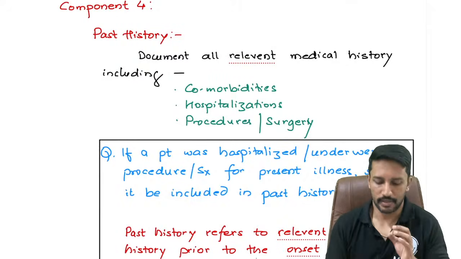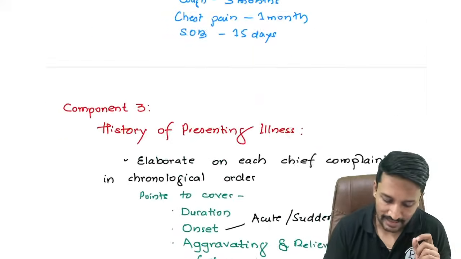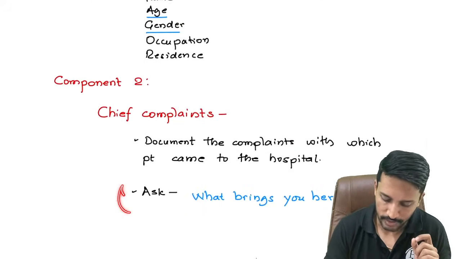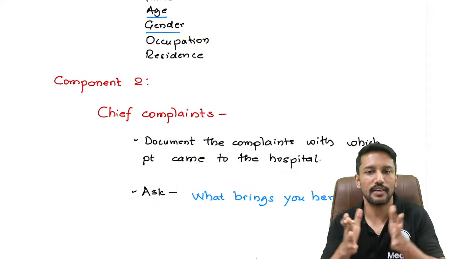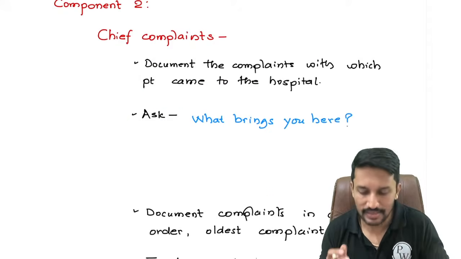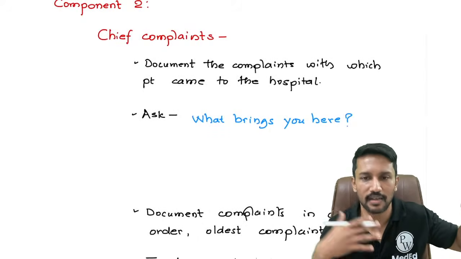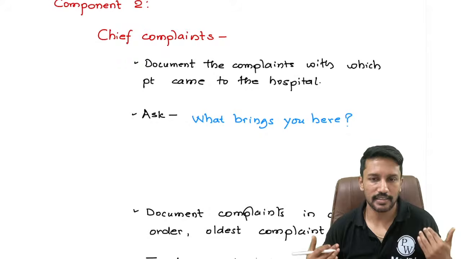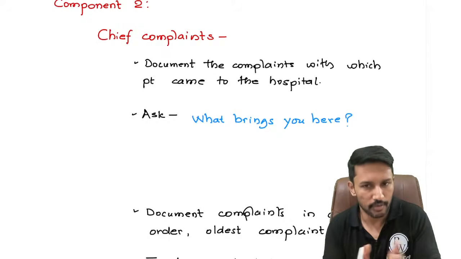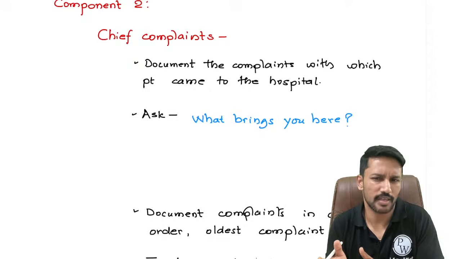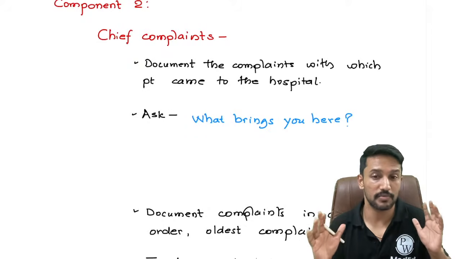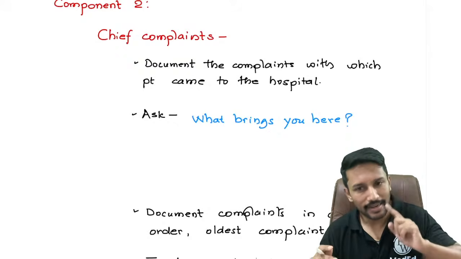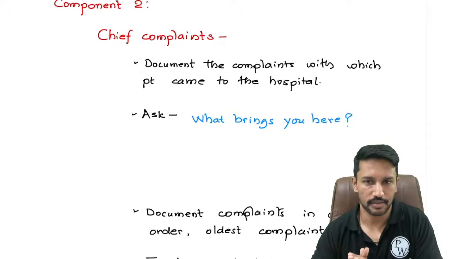Remember, that's why I told you the best way to extract the chief complaint is asking them what brings you here. They will tell you for what reason they are here. Anything that predates their current reason for coming to hospital is going to be past history. So if you ask me, sir, what brings you here? I'm coming to you because I'm having fever from the last 3 days and burning micturition. So that becomes my chief complaints, and anything before that is past history.